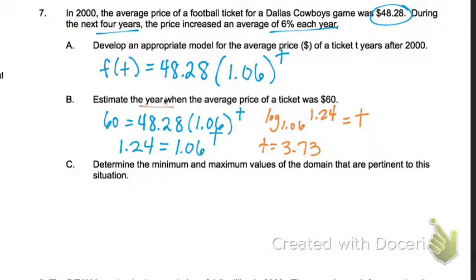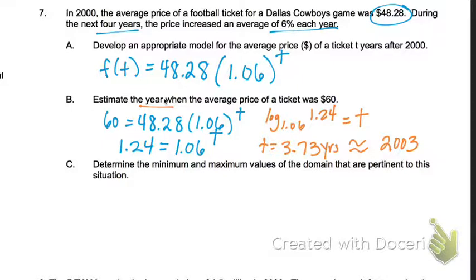But it's saying estimate the year. So if it started at 2000, going to add 3 years, 3.73 years. So I reached $60 in 2003. Probably towards the end of 2003, but it hadn't reached 2004 yet. You can say years here.